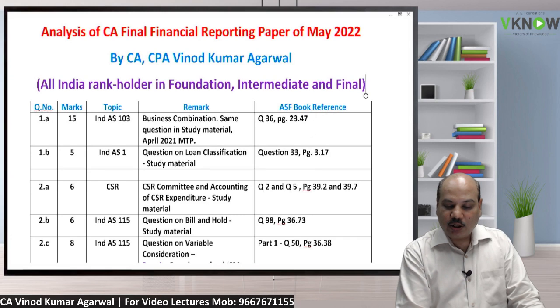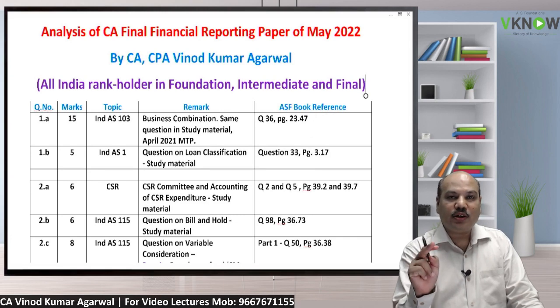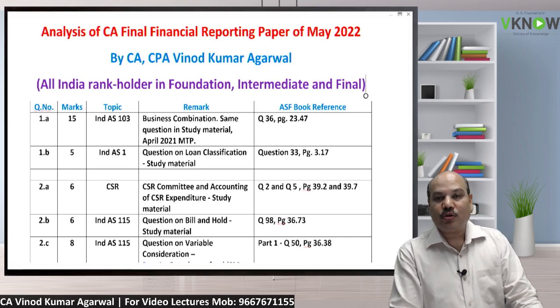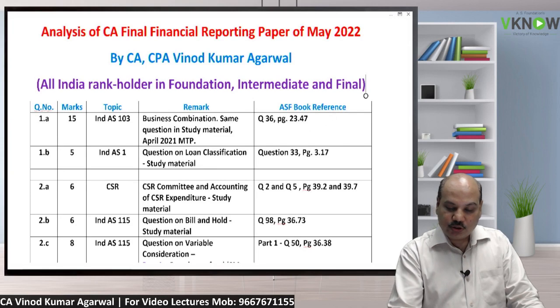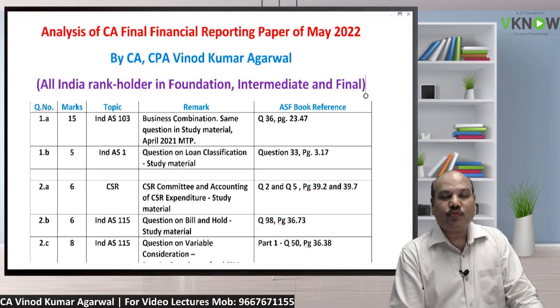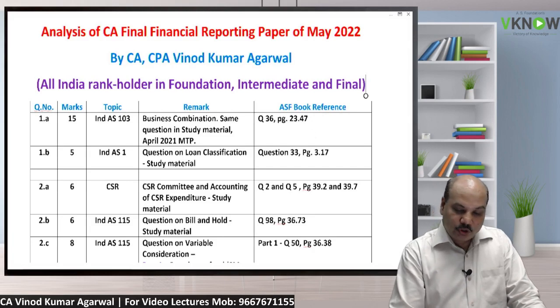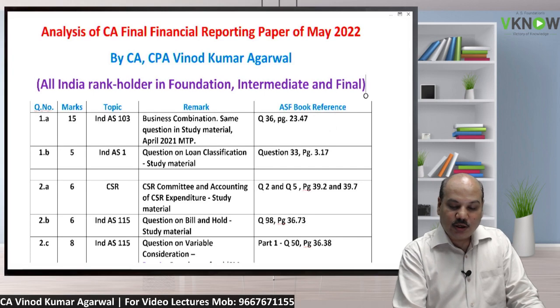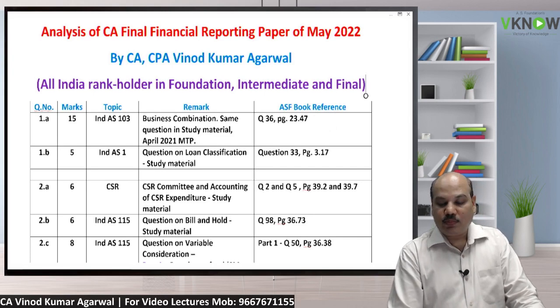In the second part, it requires you to calculate the unrealized profit on the stock transfer. Same question was asked in November 21 RTP and May 21 RTP. And we have also covered the same question in our class, question number 38. Question number 4A, 14 marks, Ind AS 32, question on convertible bond.